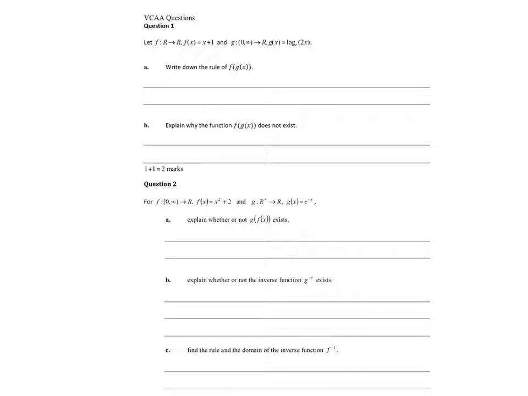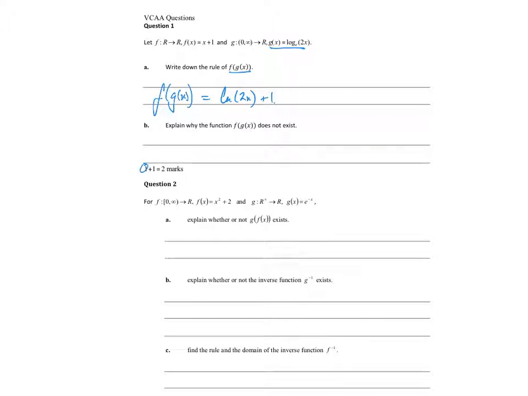Okay, boys, so let's work through these. Rule for f of g of x, so substitute g of x into f of x, so that's fairly straightforward. F of g of x is simply equal to natural log of 2x plus 1. It doesn't say anything about domains and ranges, so 1 mark, that's all we need.